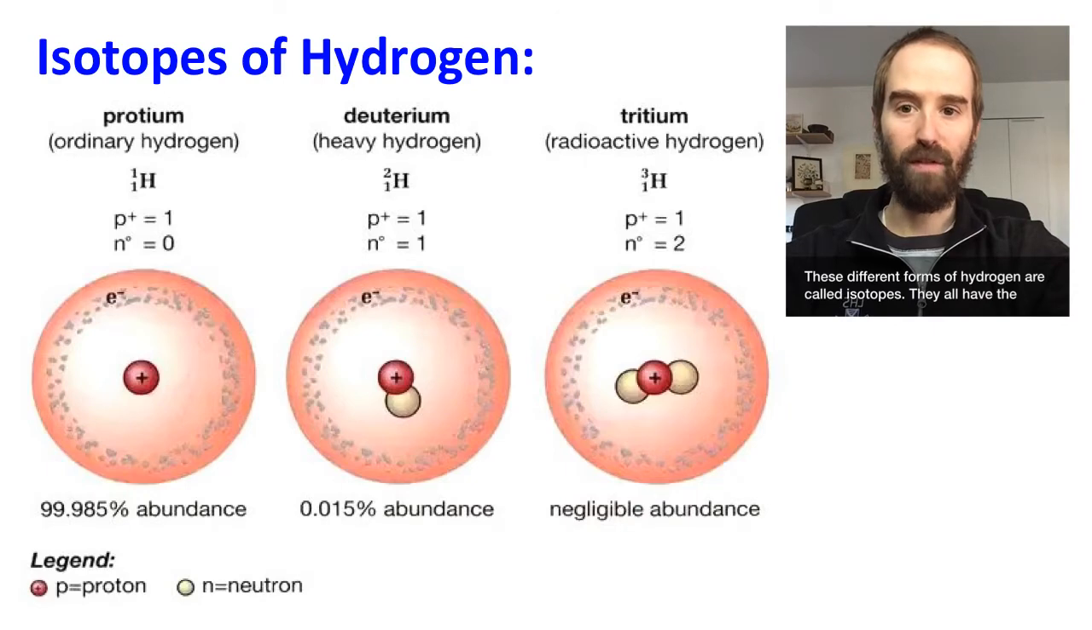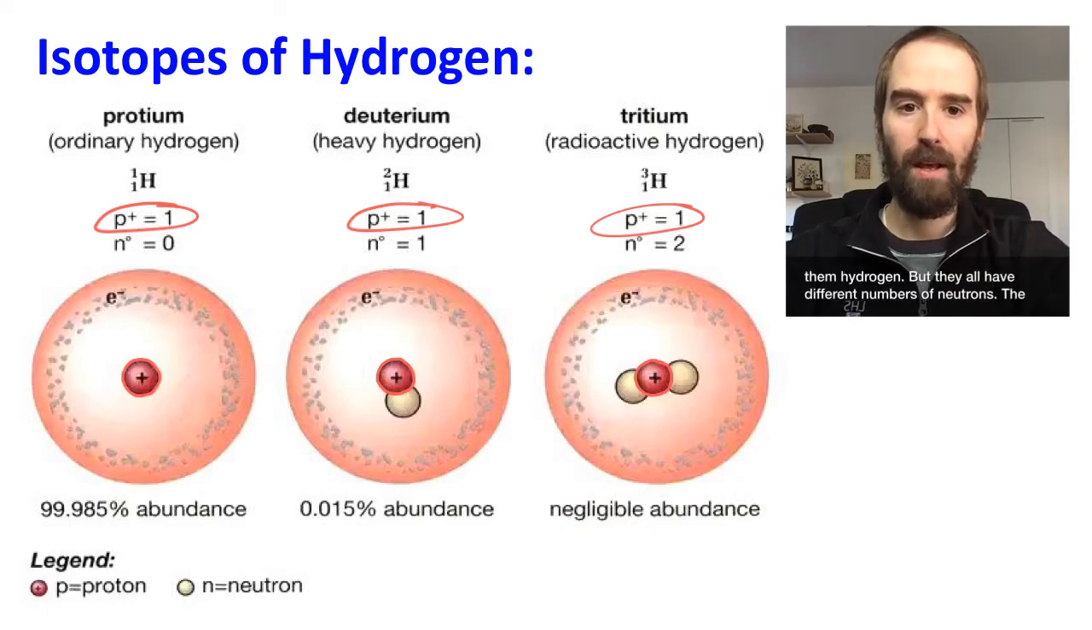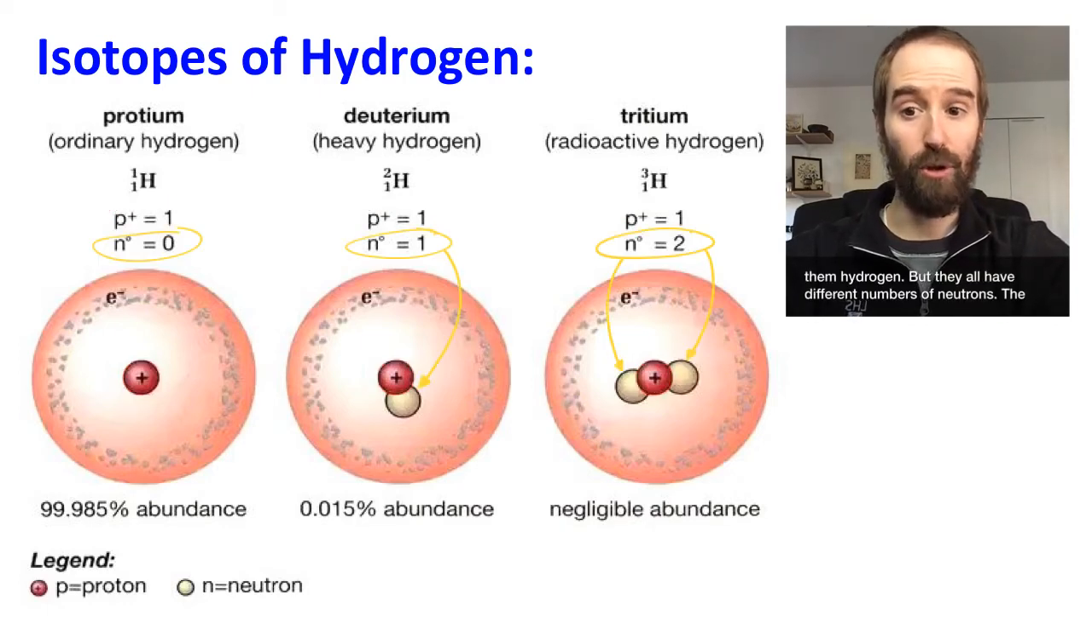These different forms of hydrogen are called isotopes. They all have the same number of protons in the nucleus, 1. That's what makes them hydrogen. But they all have different numbers of neutrons.